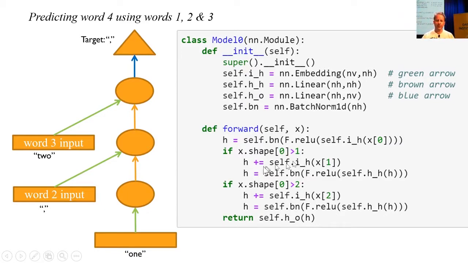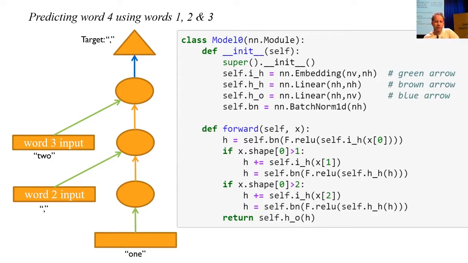And then we would say, okay, our new H is the result of those two added together, put through our hidden to hidden orange arrow, and then ReLU, then batch norm. And then for the second word, do exactly the same thing. And then finally, blue arrow, put it through HO. Right? So that's how we convert our diagram to code. So nothing new here at all.